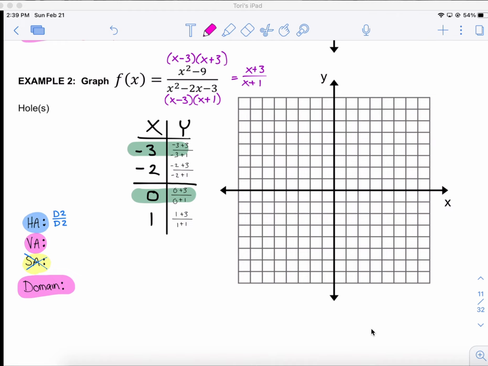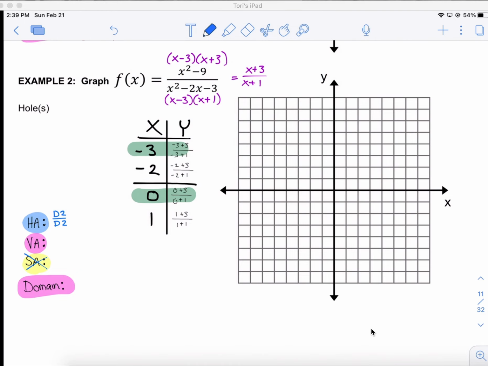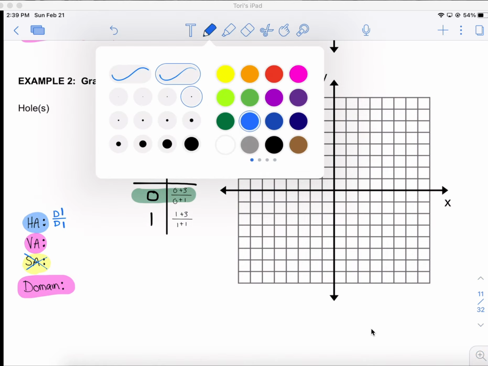Okay, I'm actually going to have you edit this horizontal asymptote part real quick, because instead of being degree 2 over 2, we are actually degree 1 over 1 after we simplify, okay? All right, let's go ahead and look at our first part.